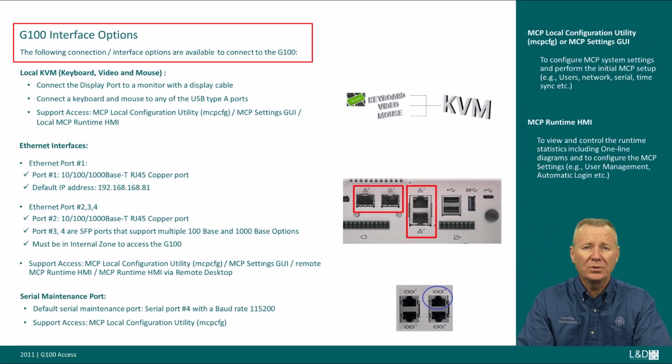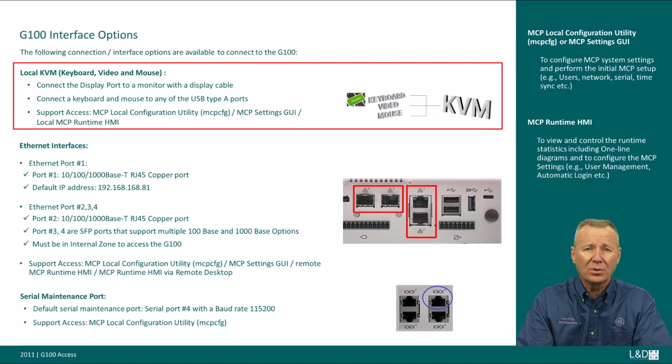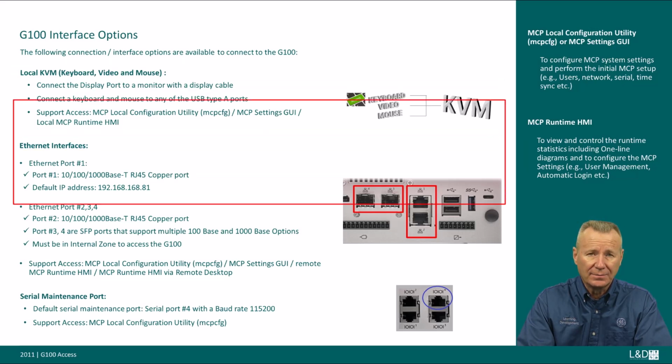Once the G100 unit is powered up, several interface options are available for connecting to the device. This includes the Local KVM, where a keyboard, mouse, and monitor can be connected directly to the unit. Connect the display port to a monitor with a display cable. Connect a keyboard and mouse to any of the USB Type-A ports. Support access: MCP Local Configuration Utility, MCP Settings GUI, Local Runtime HMI.